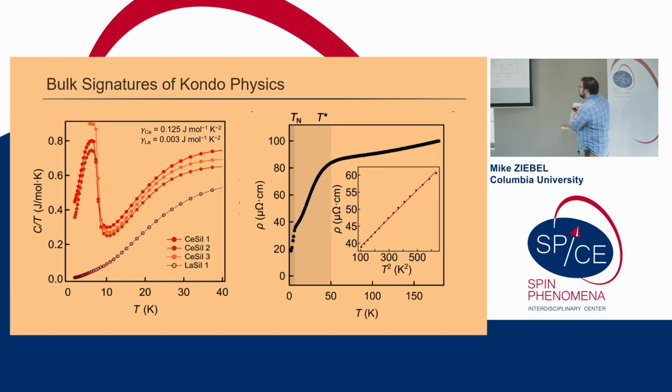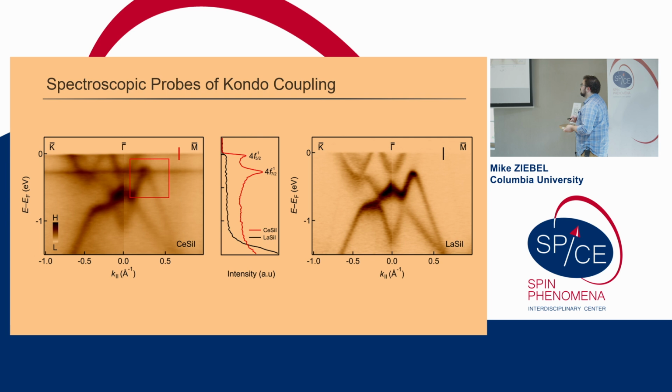Similarly, in transport, we see some signatures of non-conventional behavior. At high temperatures, our resistivity is relatively flat. Below about 50 Kelvin, we start to see this sort of broad drop. And then at lower temperatures, we see a sharper drop coming from magnetic ordering. But the most interesting feature here is this sort of anomalous change in the resistivity below about 50 Kelvin. And we can really start to understand this using spectroscopic tools.